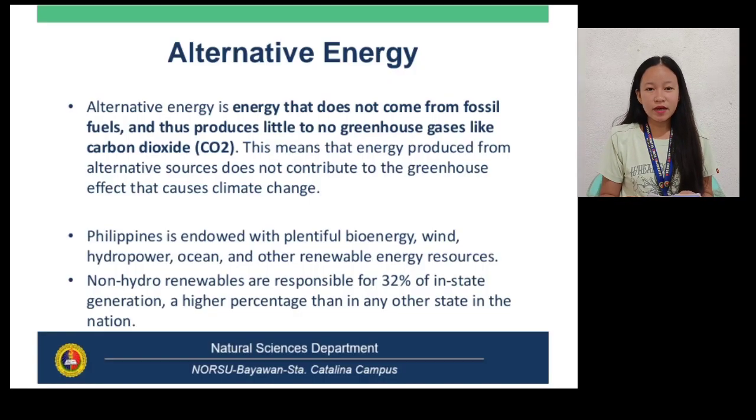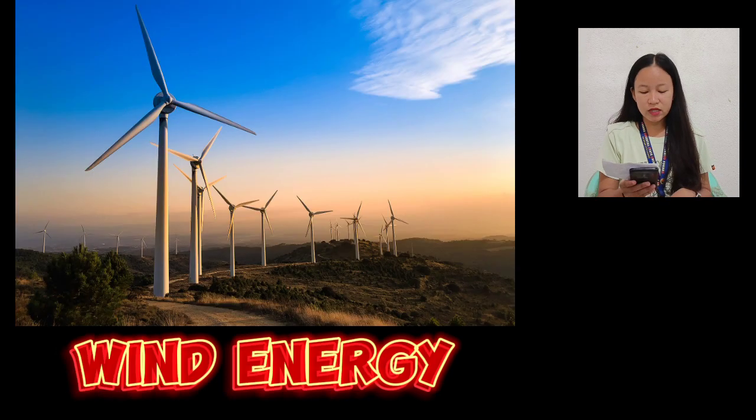Alternative energy is energy that does not come from fossil fuels and thus produces little to no greenhouse gases like carbon dioxide or CO2. This means that energy produced from alternative sources does not contribute to the greenhouse effect that causes climate change. So it is energy generated in ways that do not deplete or diminish natural resources or harm the environment, especially by avoiding the use of fossil fuels and nuclear power. Examples of alternative energy are solar energy, wind energy, hydropower, ocean energy, and bioenergy.